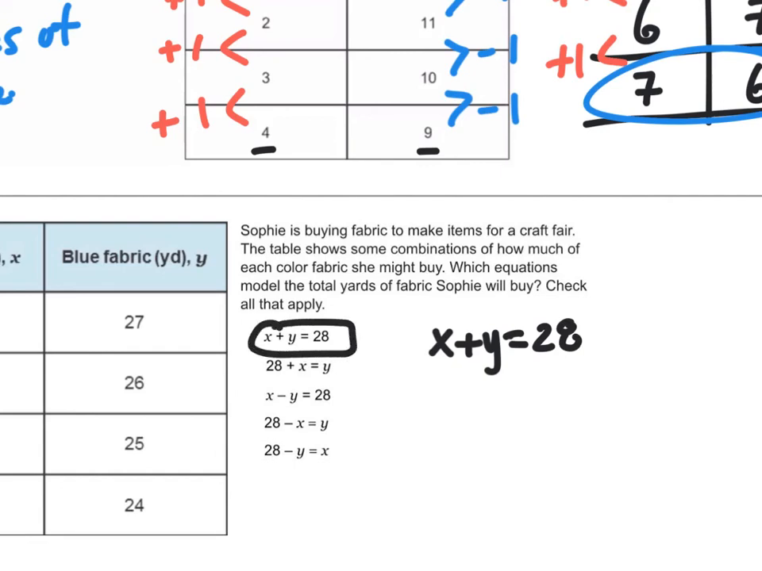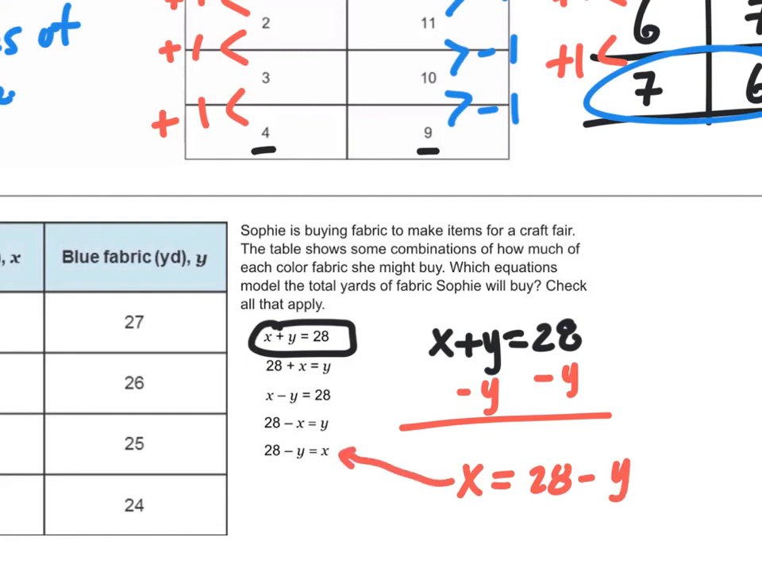Okay? Now the one thing that I can do is I could rewrite this. I don't have to always keep it in this form of x plus y equals some number. One thing I could do is I could take this equation and I could subtract y from both sides, which ends up giving me that x is equal to 28 minus y. Now, that correlates with this problem right here. Even though it's switched, I could rearrange these and I could rewrite them and say 28 minus y is equal to x. Get the same thing.